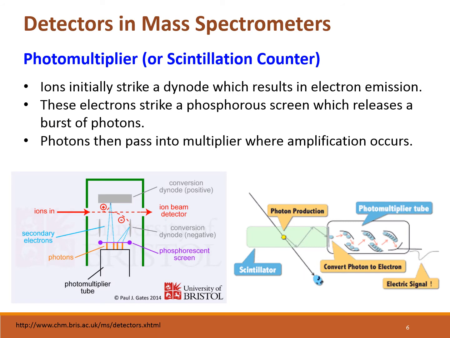Photomultiplier, also known as scintillation counter: ions initially strike a dynode. You can see a dynode here in the diagram, which results in electron emission. These electrons strike a phosphor screen, which releases a burst of photons. The photons then pass into a multiplier where the amplification occurs and the electric signal forms.